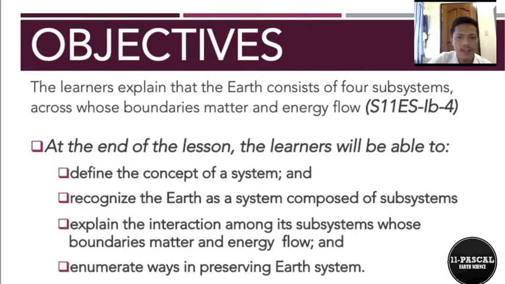At the end of the lesson, you as learners will, number 1, define the concept of a system. After this lesson, we are going to define what a system is. 2, recognize the Earth as a system composed of subsystems. 3, explain the interaction among its subsystems whose boundaries, matter, and energy flow. And lastly, enumerate ways in preserving Earth system.